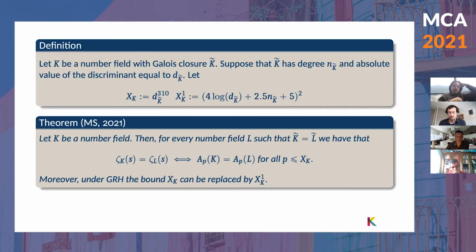And the point is that one necessary condition that you have to put is that the two number fields have the same Galois closure, and that is not that crazy because, again, we know that number fields with the same zeta function will have the same Galois closure. It turns out that if you check up to x sub k many primes that the arithmetic types are the same, then the zeta functions are the same. Now, what is this x sub k? It is a bound that depends on the discriminant of the Galois closure, that is d to the power 310.